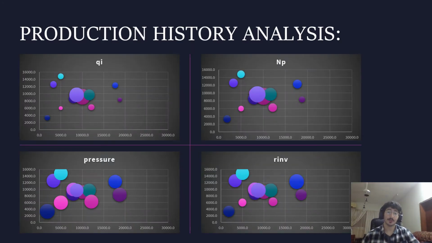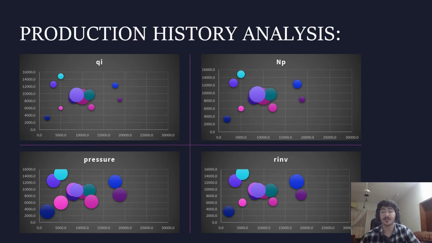Moving on to the production history analysis, we have decided that we will plot 4 different bubble maps to be able to understand if the previously chosen well locations were actually in the best positions, or if we need to change them. So we have plotted the initial flow rate. We have also plotted the amount produced, and we have also plotted the pressure and radius of investigation.